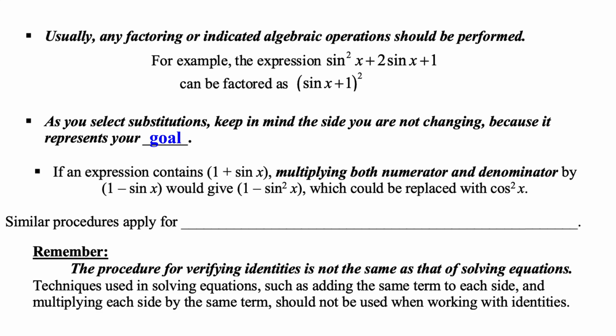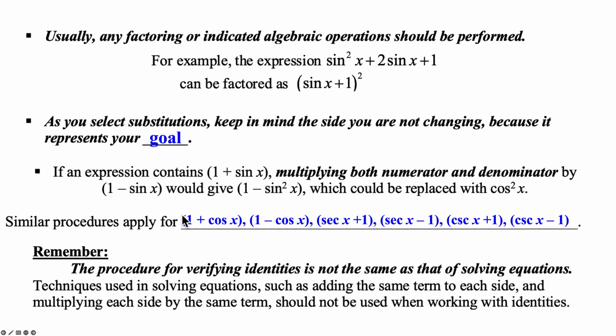An expression containing 1 plus sine of x, manipulating both numerator and denominator by 1 minus sine of x would give you 1 minus sine squared x, which could be replaced with a cosine squared x. So these, again, are your conjugate pairs.